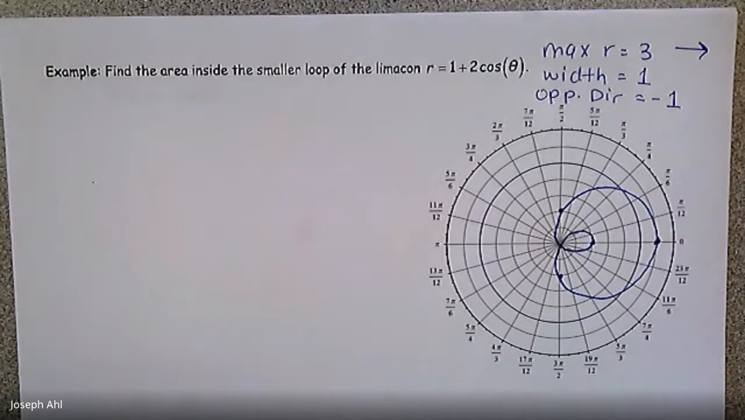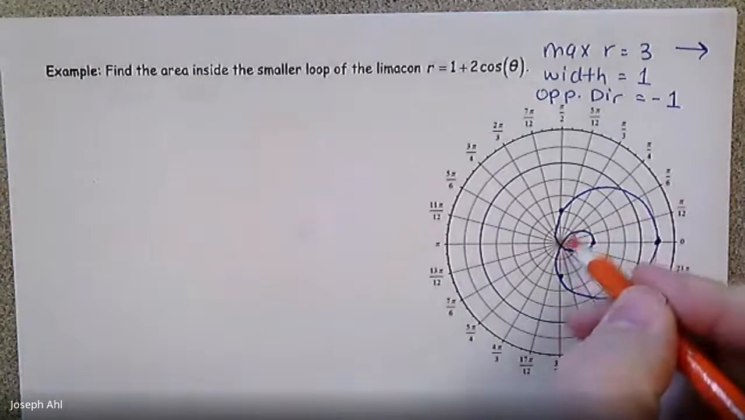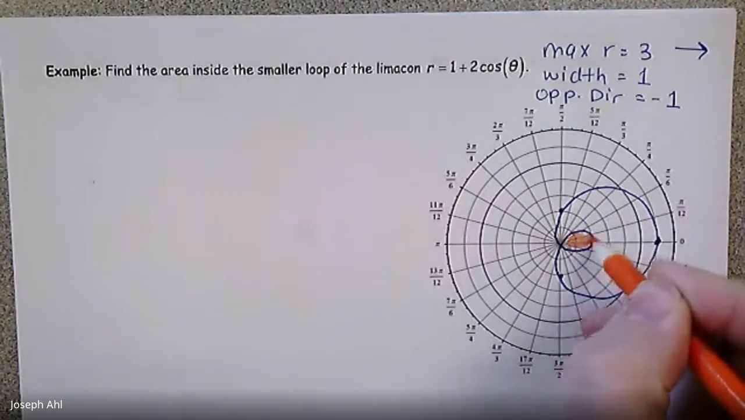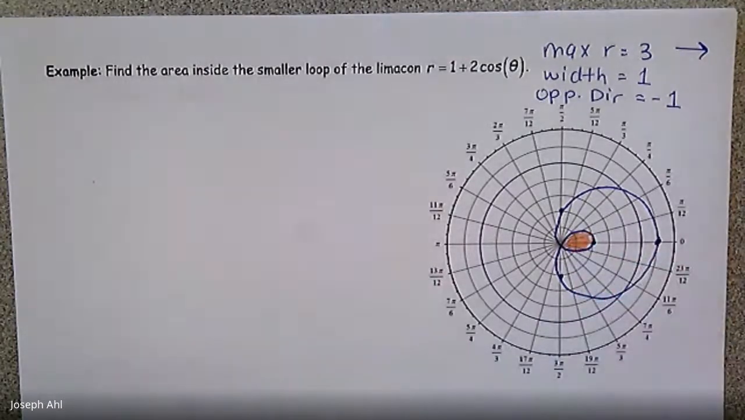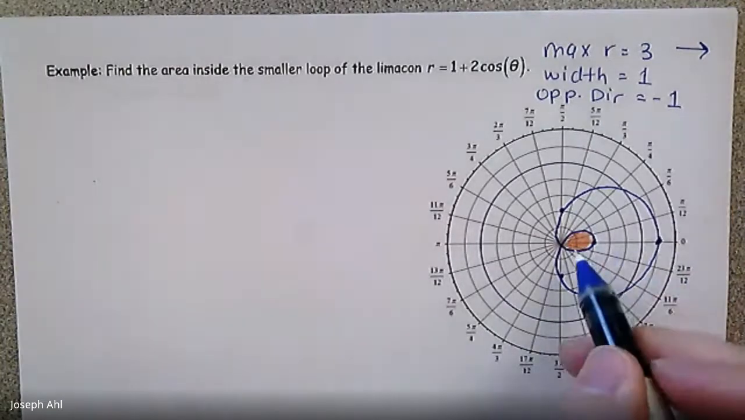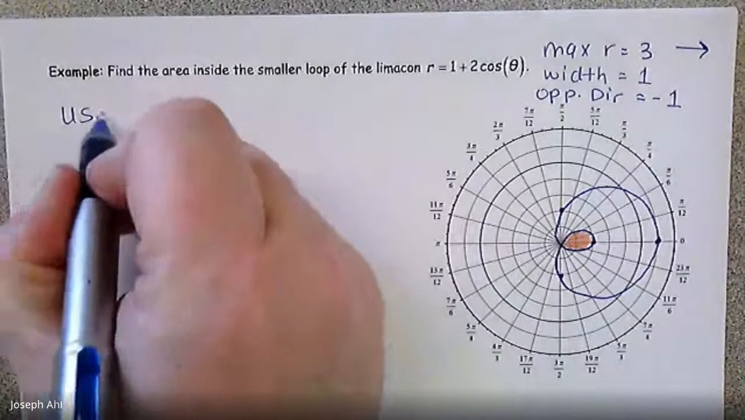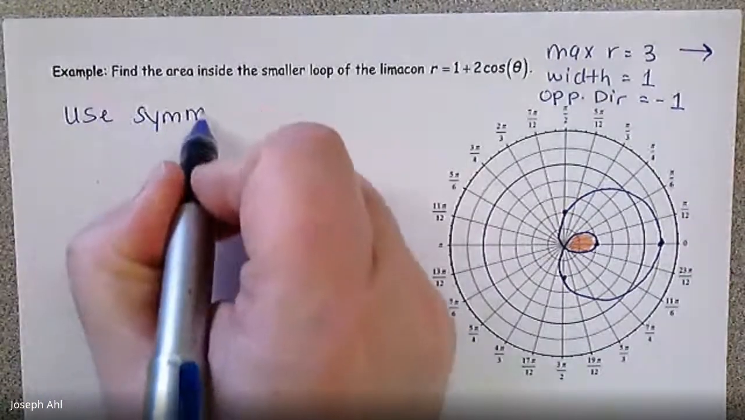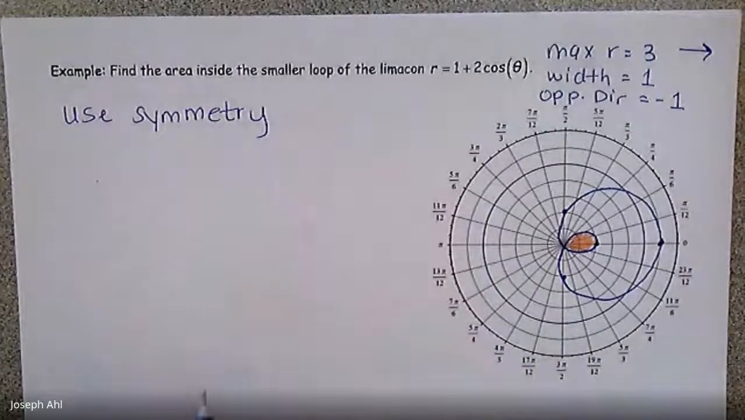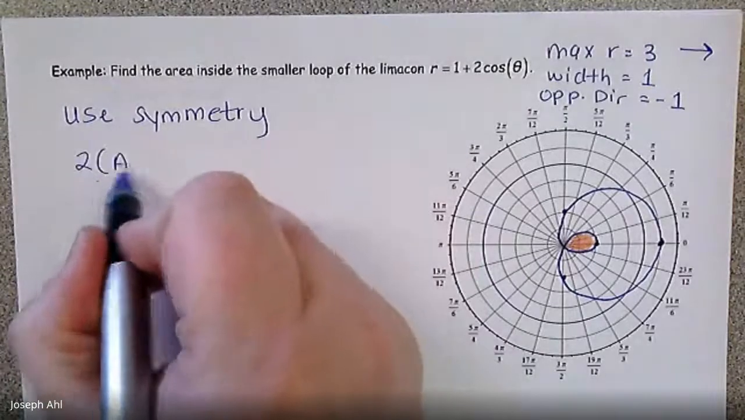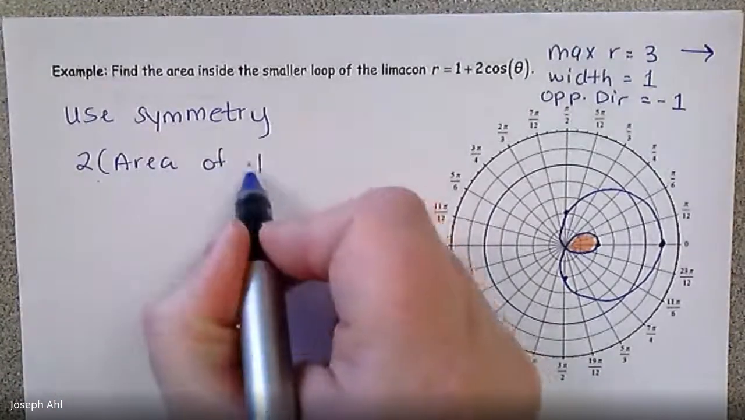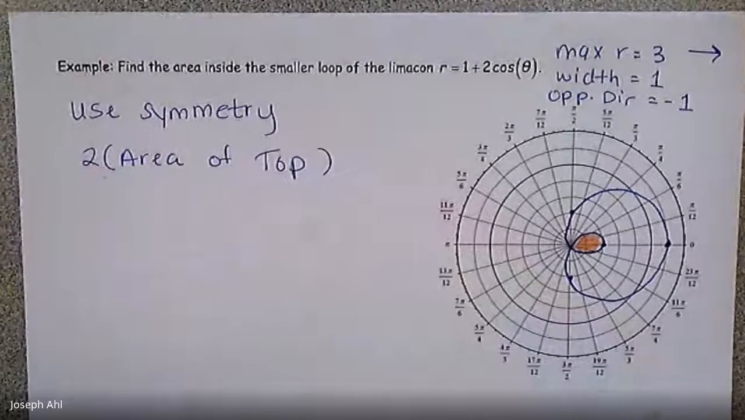Okay, so in order to determine the area inside the smaller loop, what we're looking at is this piece right here, that shaded region. And as it turns out, we do have some symmetry here. The top half of the shaded region, the bottom half would have the same area, assuming that I drew that correctly to scale. So using the symmetry, because there will be a ton of symmetry within our polar curves, let's just do 2 times the area of that top half of the polar curve.